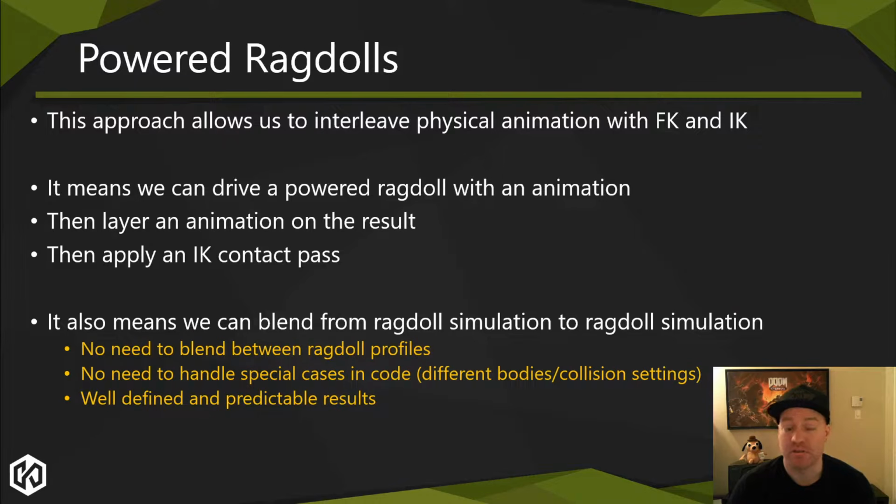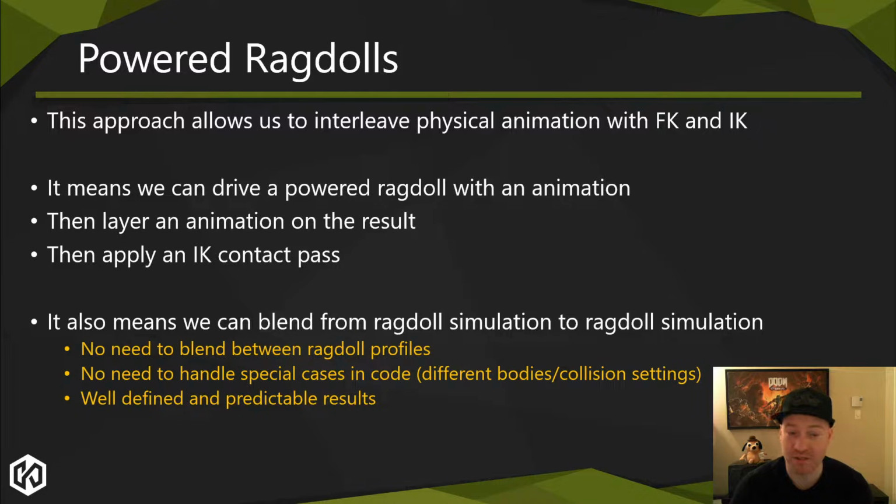This allows us to interleave physics with FK and IK. It also means that we can drive a powered Ragdoll with a really complex anim state. We can then apply contact paths to the physically simulated Ragdoll. So for example, we can get some secondary motion and still do an IK correction pass on it. It also means that we can blend from ragdoll to ragdoll.